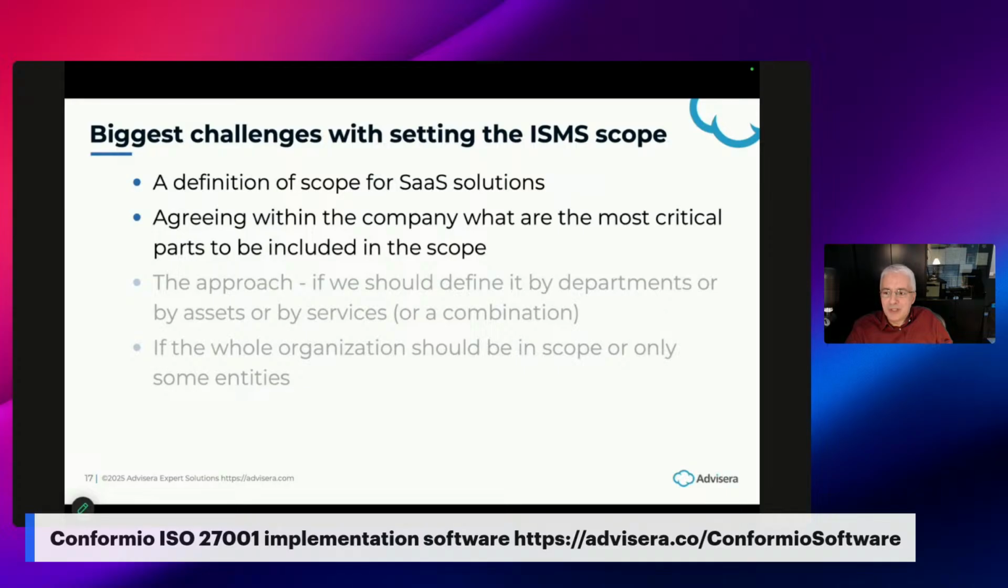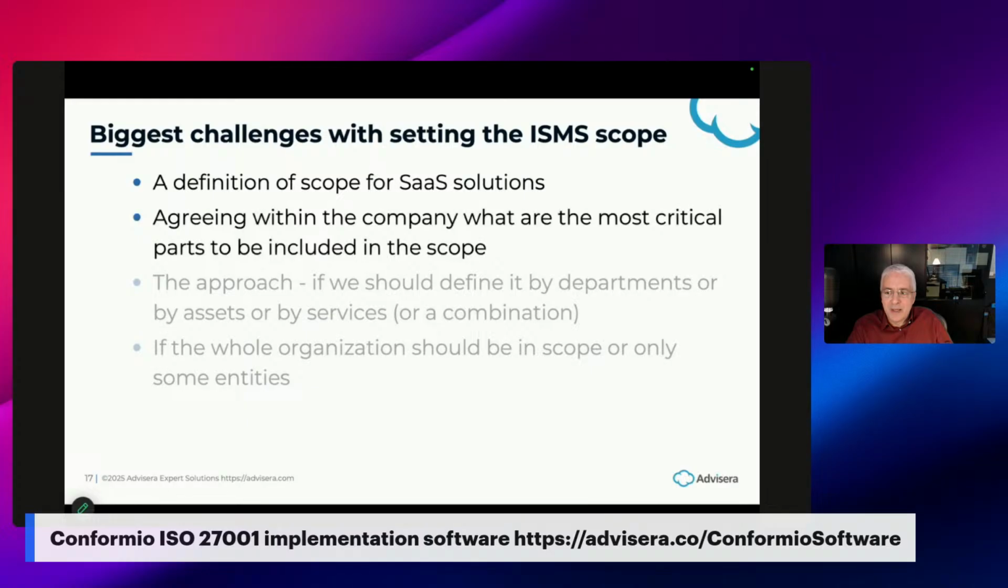What are typically the biggest challenges when setting the scope? Basically, this slide is based on your inputs, so I've tried to summarize the things that people are struggling with the most. One of the challenges is defining the scope for SaaS solutions. I believe I've gone through this. I've shown you this separate slide where I define how to define the scope depending on the technical solution you're using.